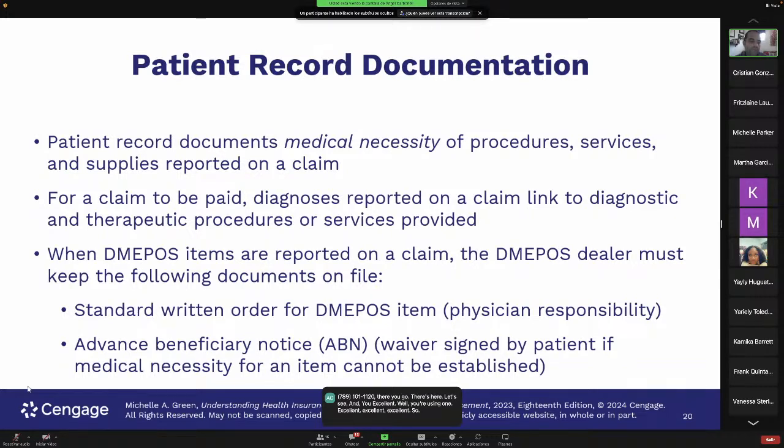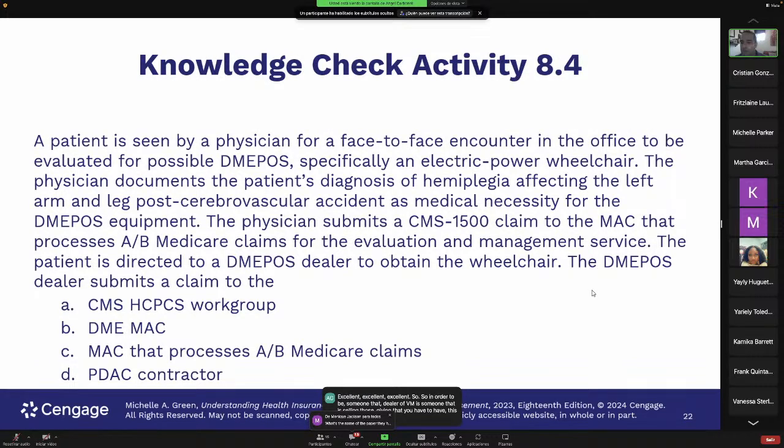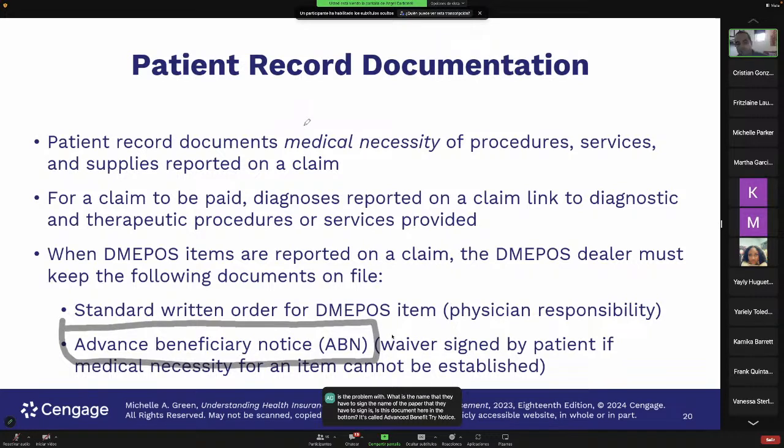So, continuing with this one. In order for a dealer of DME, someone that is selling those items, to do this, you have to have the patient sign a paper. The name of the paper they have to sign is the Advanced Beneficiary Notice. It's this document here on the bottom. It's called Advanced Beneficiary Notice of Non-Coverage or Non-Payment. Is that what the member has to sign, the advanced beneficiary notice? Yes, Advanced Beneficiary Notice. That's what it's called.